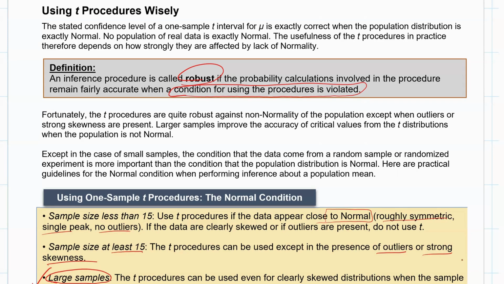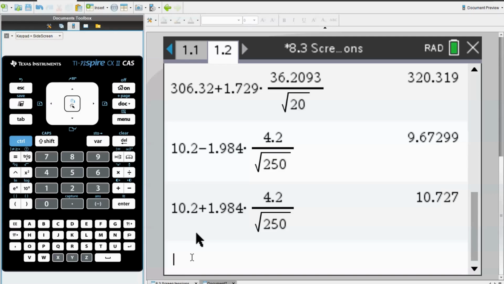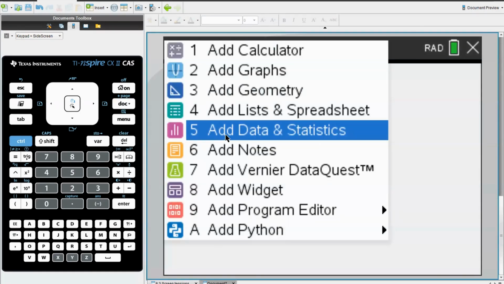So let's go back to the screen tensions problem, and let's take a look and see whether we would have met that criteria. So here we are on the screen tensions page, and I might add a page so I can look at the screen tensions.